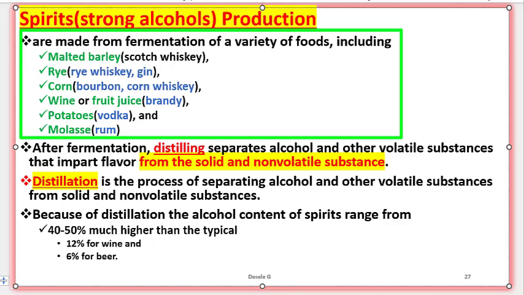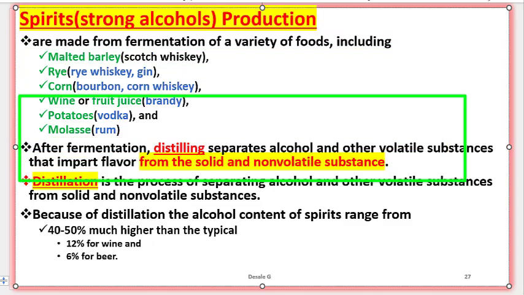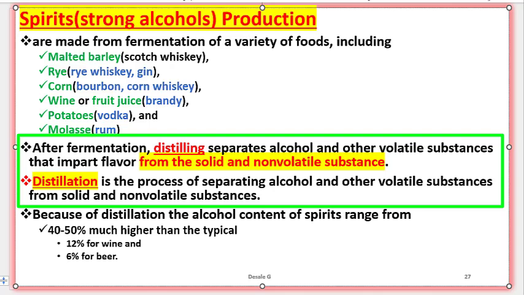That means yeast here is added to the wort, or juice in the case of fruits, to convert sugars into alcohol and carbon dioxide. The fermentation typically takes a few days depending on the type of spirit and desired alcohol content we need to acquire. Then we need to distill the fermented contents.